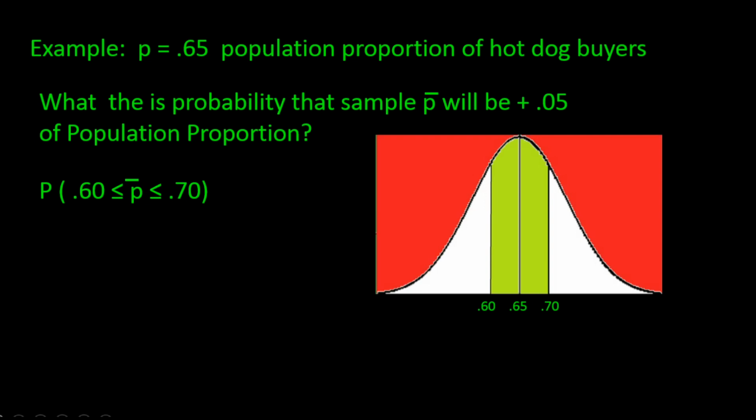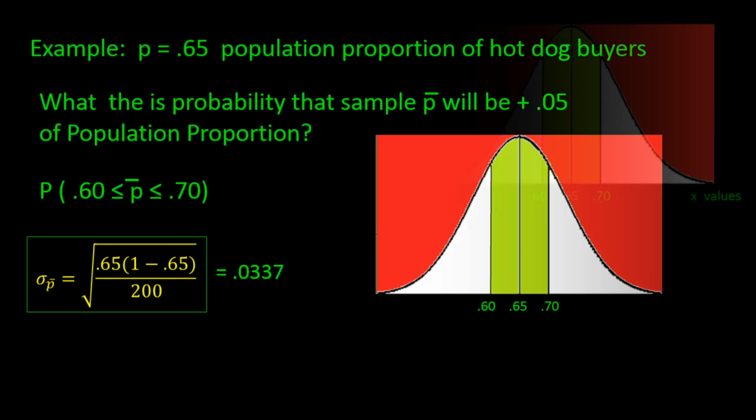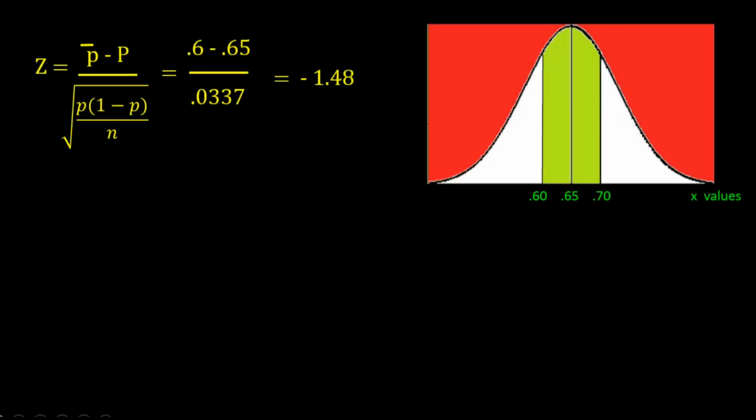Using the normal distribution to approximate the sampling distribution of p bar with a population proportion of 0.65 and a standard deviation of 0.0337, we first need to standardize the sample proportion p bar to a z-score. Now you remember for x values you standardize by using the formula x minus mu divided by sigma. For population proportions, z is equal to p bar minus p divided by the square root of p times 1 minus p over little n, where p bar is the sample proportion and p is the population proportion.